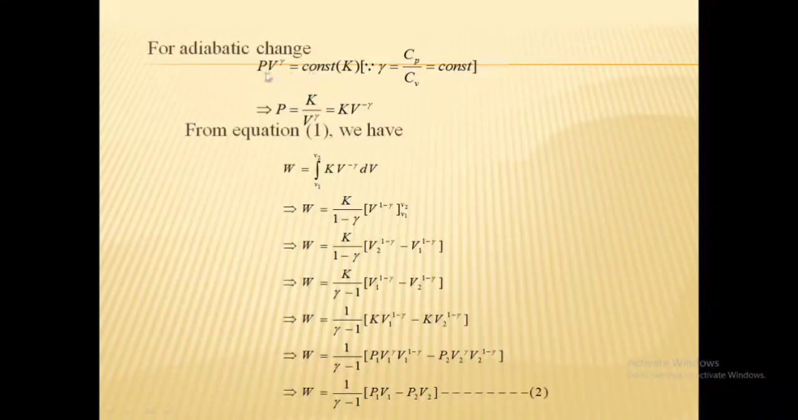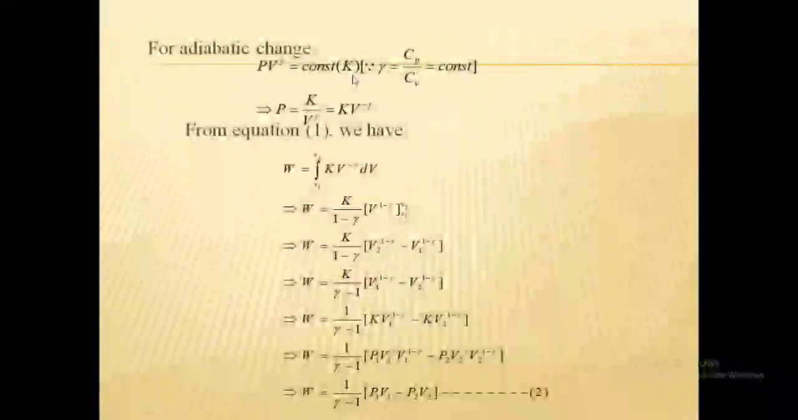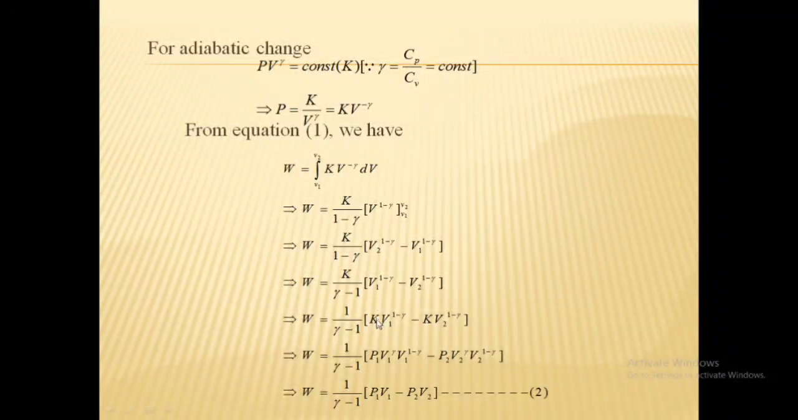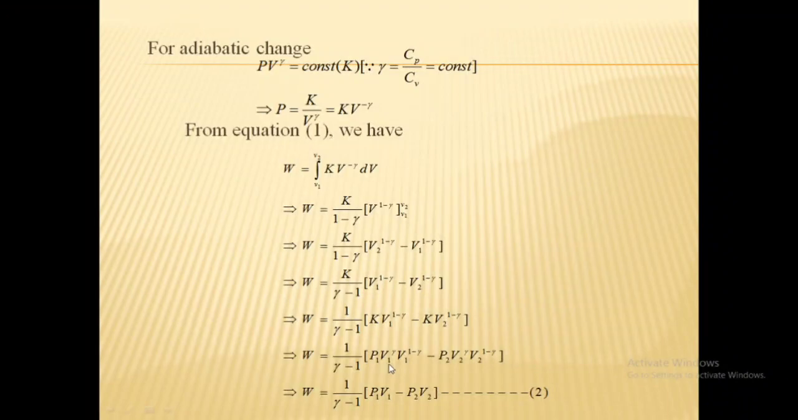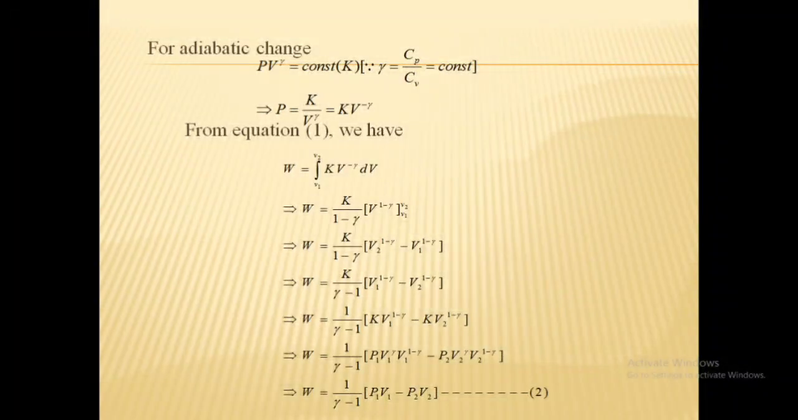Considering this case, we can write P1 V1 to the power gamma equal to constant. Similarly we can put P2 V2 to the power gamma equal to the same constant K. That's why in case of this K, we write P1 V1 to the power gamma, and in case of this constant K, we write P2 V2 to the power gamma. In the next line we can write W, the work done, equal to 1 by gamma minus 1 into P1 V1 minus P2 V2, which is marked as equation number 2.